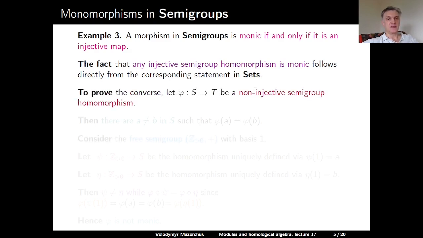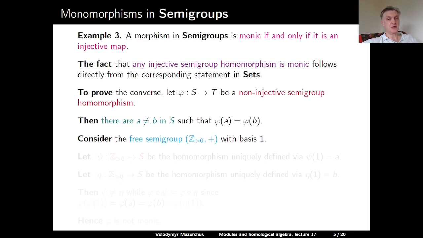To prove the converse, let phi be a non-injective semigroup homomorphism from a semigroup S to a semigroup T. Then there are two elements A and B in S which are different, but such that the values of phi at these two elements coincide.